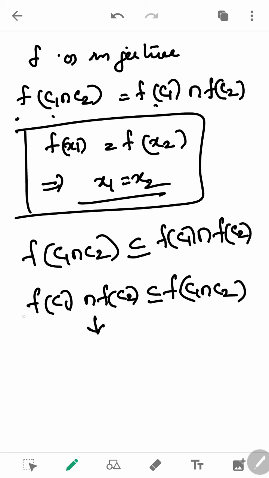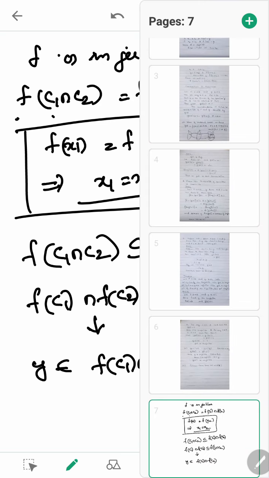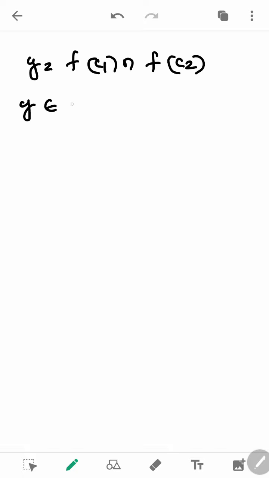This is of the form f of x. Therefore, y belongs to f of C1 intersection f of C2. That means y belongs to f of C1 and y belongs to f of C2. Intersection means and.